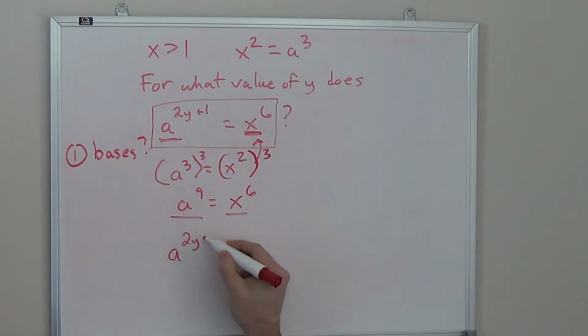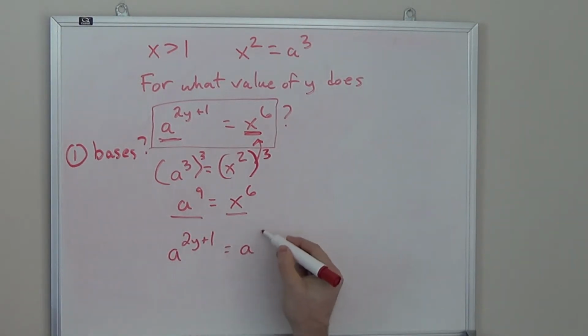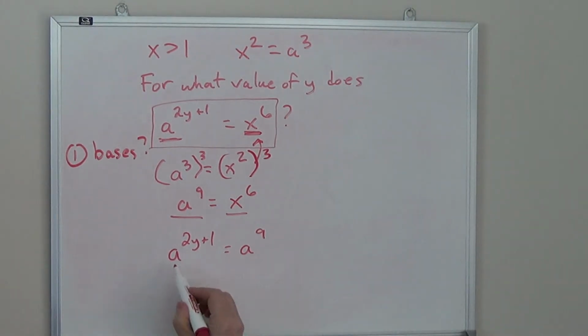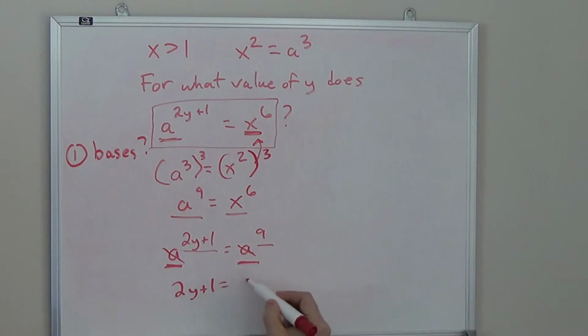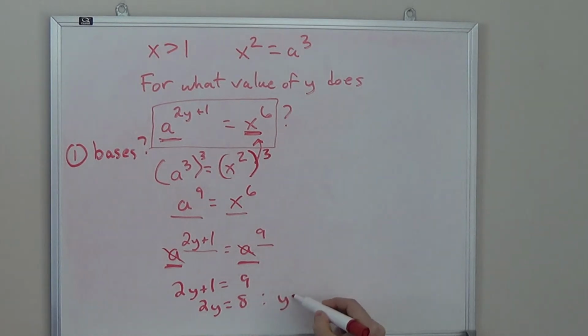So a to the 2y plus 1 is equal to a to the 9th. Now I've got the bases the same, and when the bases are equal, they're almost irrelevant. Once the bases are equal, then you know the exponents have to be equal. So we don't really even care about the base any longer. I can just do 2y plus 1 is 9. Then if we clean that up, I subtract the 1 to the other side, divide by 2, and we should get y to be 4. And that's one way you can do it.